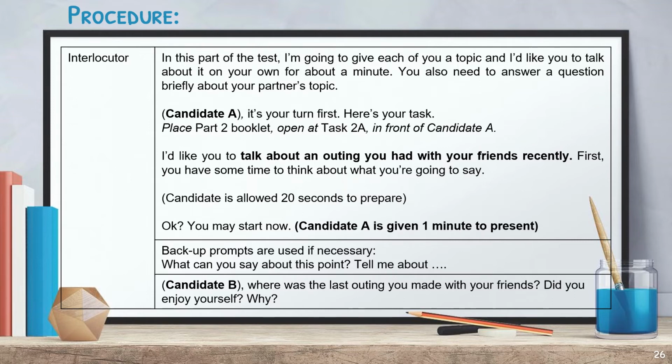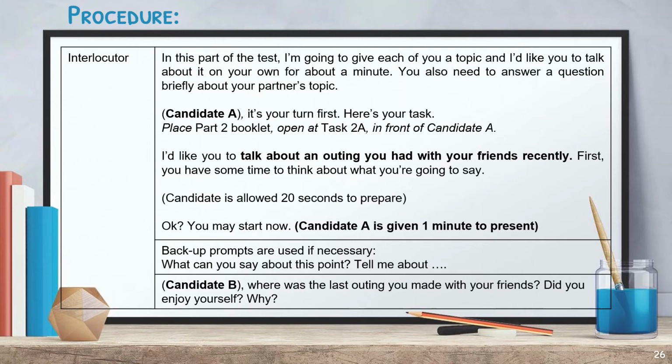The interlocutor will be reading out the instruction and then place the booklet in front of you. Candidate A will start first and will present the topic to you. I'd like you to talk about an outing you had with your friends recently. First, you have some time to think about what you're going to say. So you have about maybe 20 seconds to prepare, and then you have to present your points in 1 minute. If you are unable to do so, that's when the interlocutor will prompt you and try to help you in a way, okay?